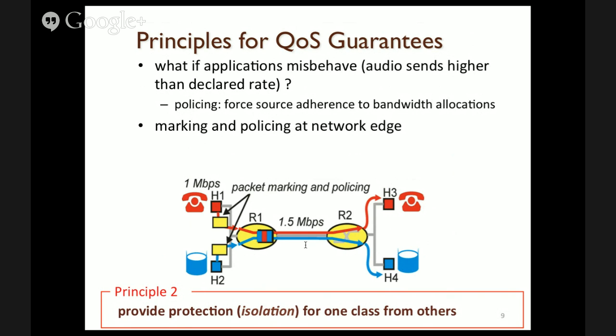So what we want to have is what is called packet policing. So we want a way to force the source to actually stick to the characteristics, typically in terms of bandwidth, that it declared when joining the network. And where do we do it? Well, of course, we want to do it before the packets get into the network. So again, we do it at the network edge. And this is fundamental, in that it provides protection in terms of isolation for one class from the others.